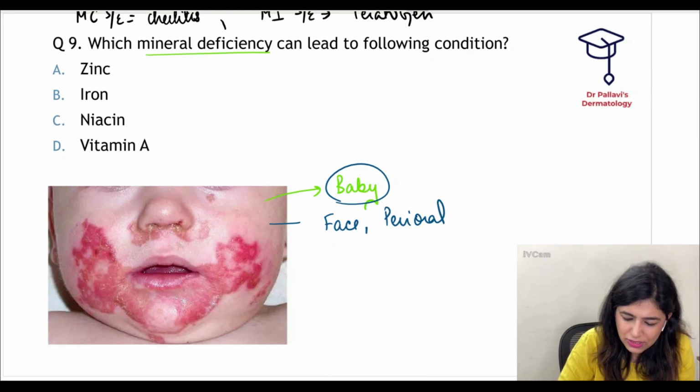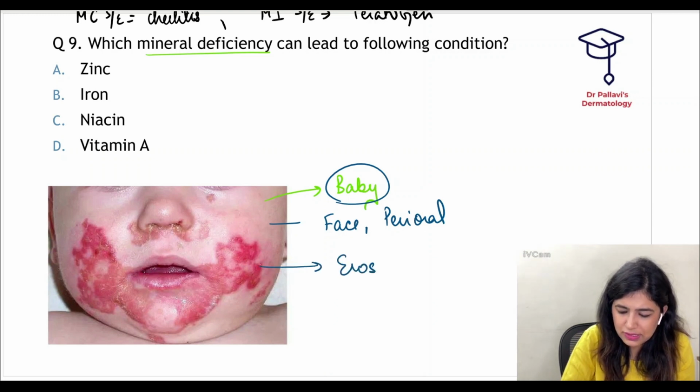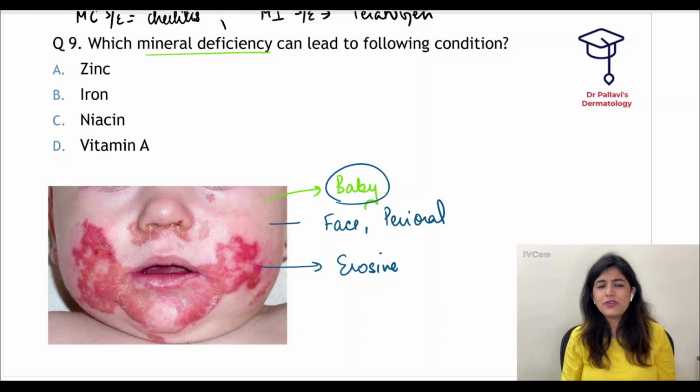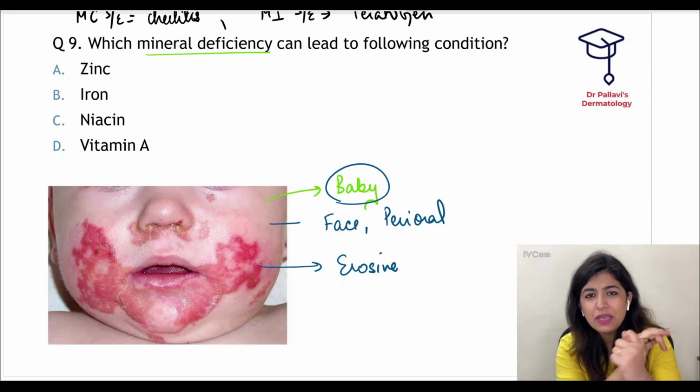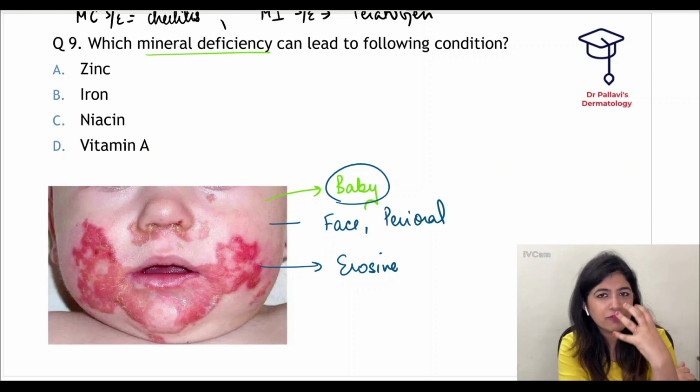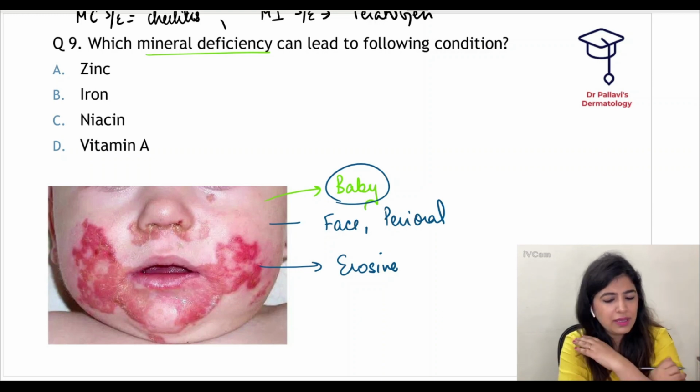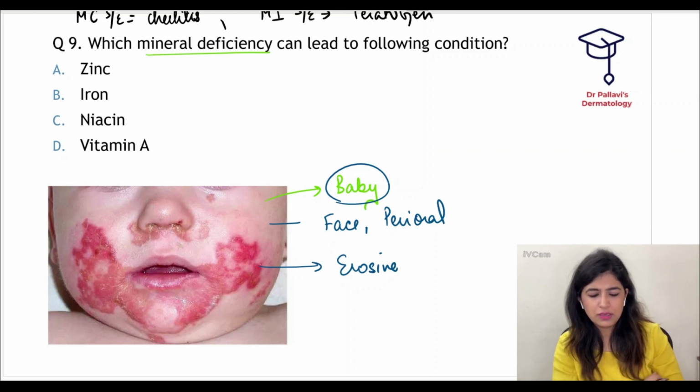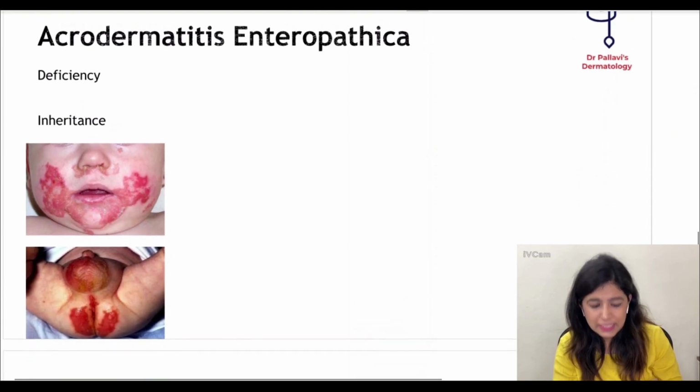Now, what are these lesions? These are erosive lesions. These are all red raw erosions. So what I get from the image is that there is a baby who has erosive lesions in the perioral area of the face. Which deficiency can lead to this? Everyone knows this answer. The answer to this is this.